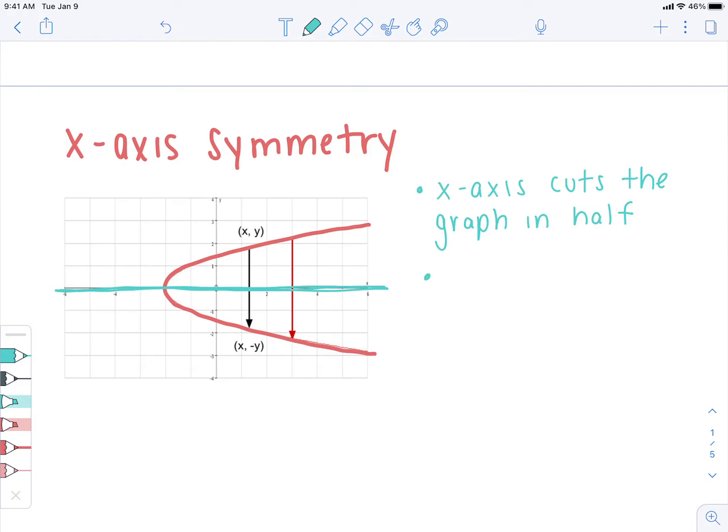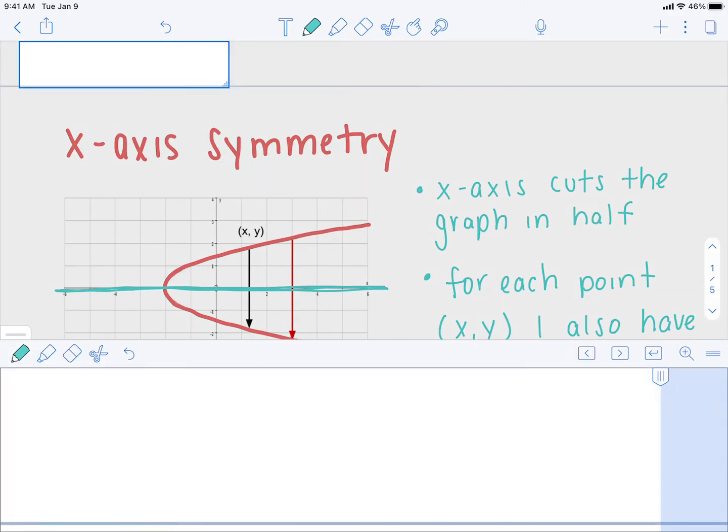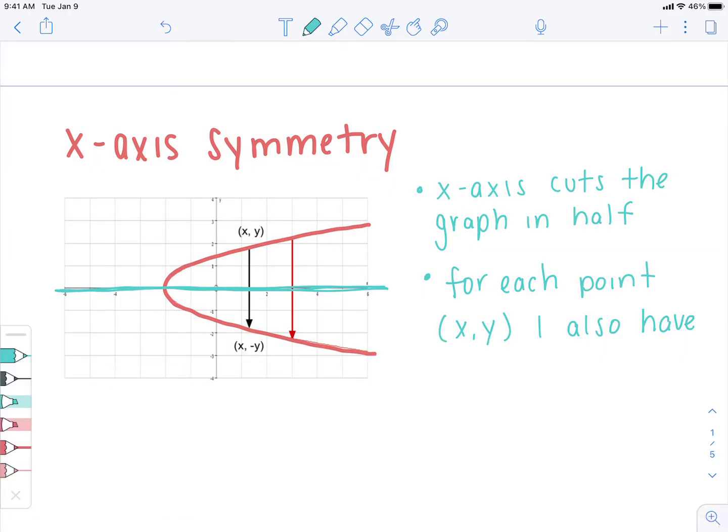In this situation, anytime I have (x, y), now I have my same x value, but a negative y value. So for each point (x, y), I also have (x, -y). And I can see that right here. If I have this point (x, y), I also have the same point where I went over the same amount of x values, but now instead of going up, I went down those y values.